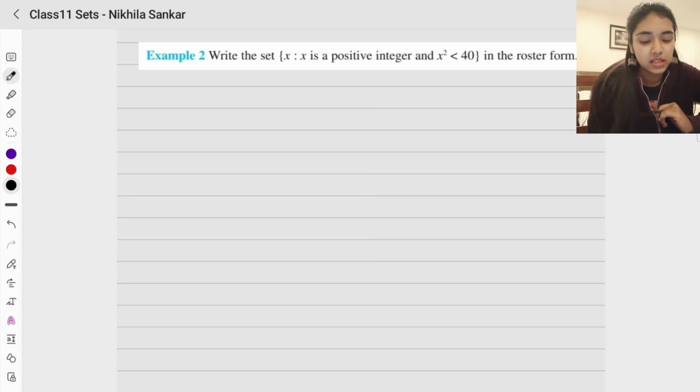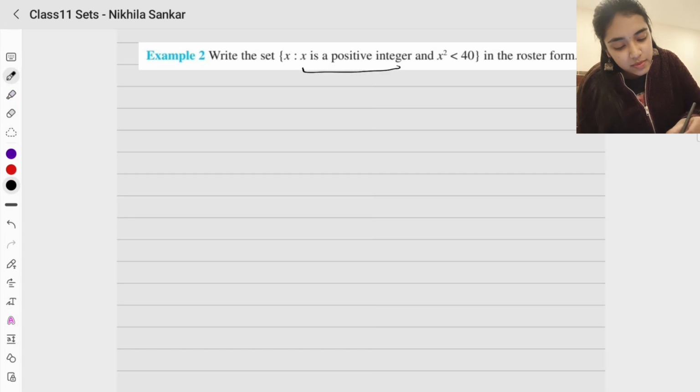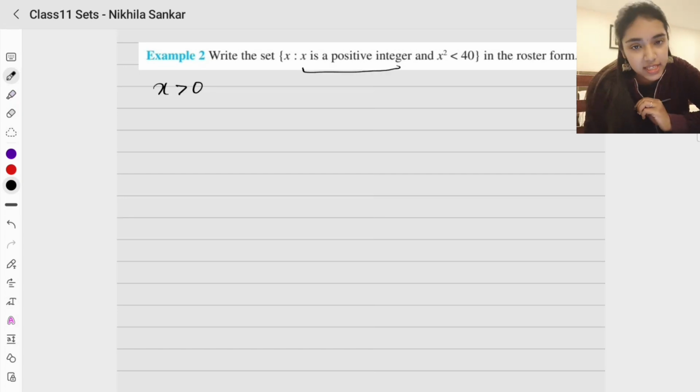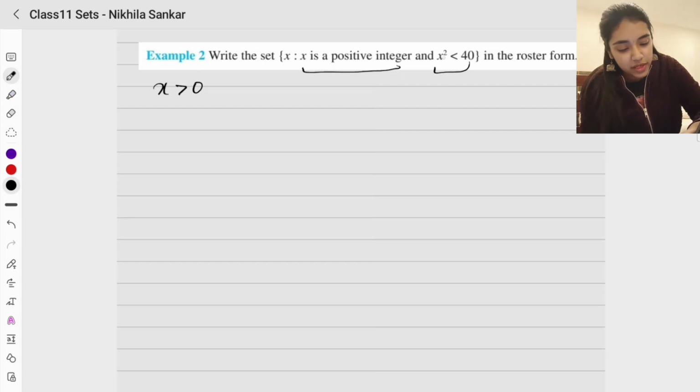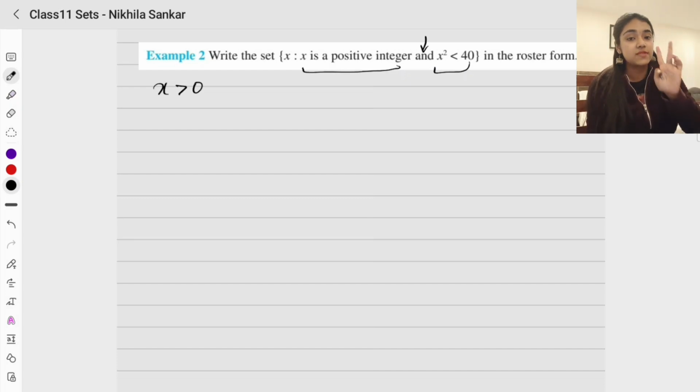Write the set in the roster form. Okay, இப்போ இங்க என்னென்ன கொடுத்திருக்கு? I have x is a positive integer. அப்ப x ஓட value is greater than 0. கண்டிப்பா. It is a positive integer na 0 ஓட greater தான் இருக்கும். Negative numbers கிடையாது. And what is my other condition? And இருந்ததுன்னா it has to satisfy both. Or கொடுத்திருந்தாங்கன்னா it can be either of them. ஒன்னா பாசிட்டிவ் இன்டிஜரா இருக்கலாம், இல்லாட்டி x square less than 40 இருக்கலாம். And இருந்ததுன்னா it has to satisfy both the conditions.